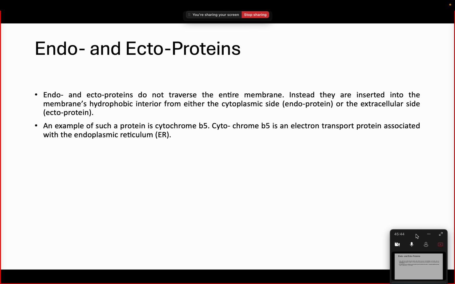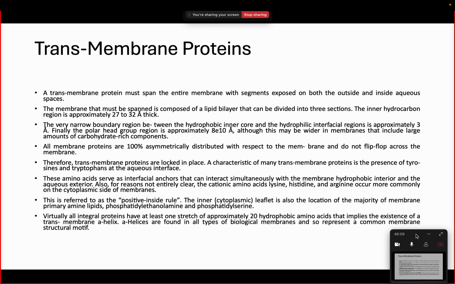There are two types of integral proteins, endo and ectoproteins. They do not traverse the entire membrane. Instead, they are inserted into the membrane's hydrophobic interior from either the cytoplasmic side, endoprotein, or the extracellular side, the ectoprotein. An example of such a protein is cytochrome b5, which is a part of the ER and it is associated with the ER. Okay.